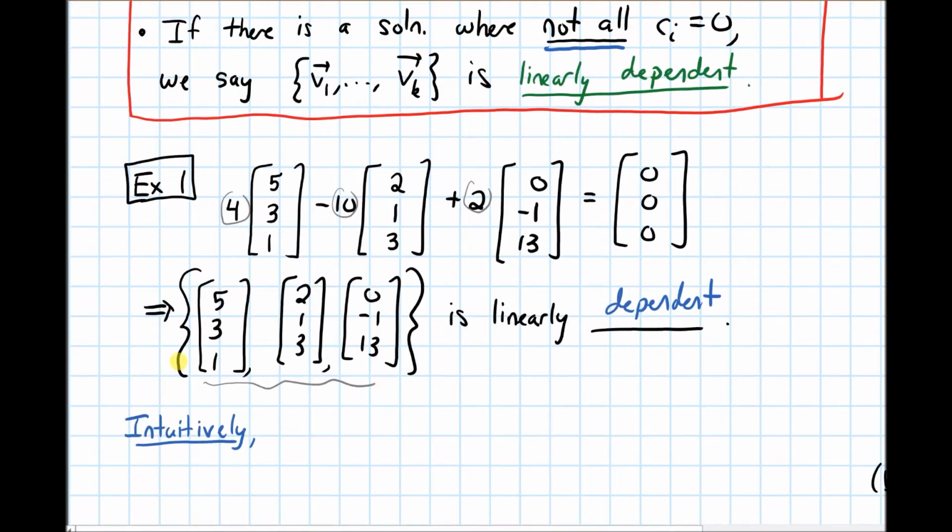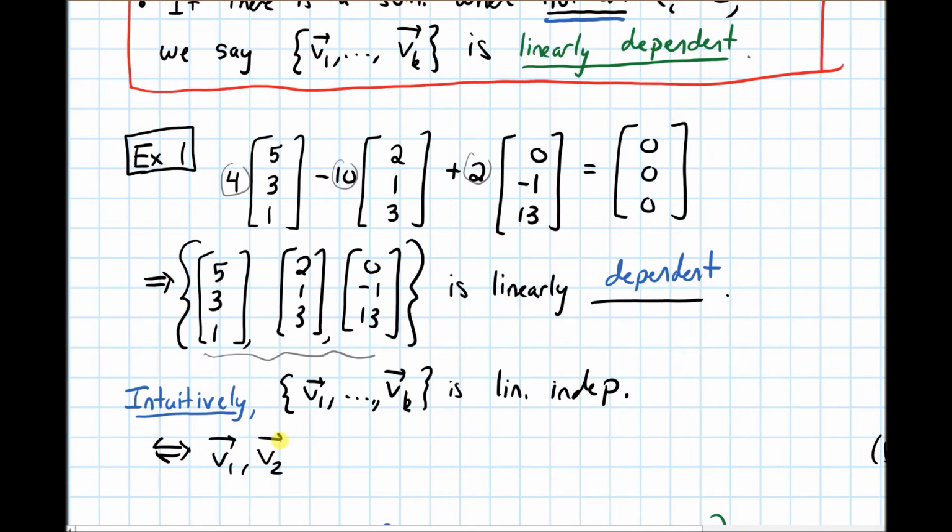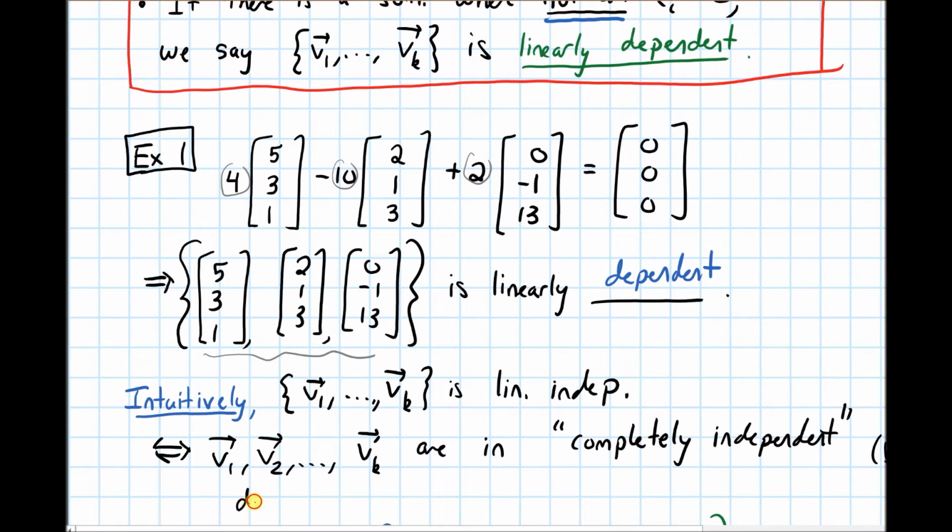Okay. So intuitively, what does it mean for vectors to be independent, on the other hand? Intuitively, a set of vectors v1, dot, dot, dot, up until vk is linearly independent if and only if v1, v2, dot, dot, dot, up until the last vector in the set, vk, are, and I'm going to put this in quotes because it's kind of informal, "completely independent directions."